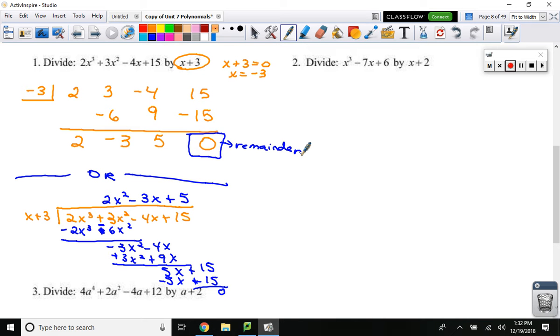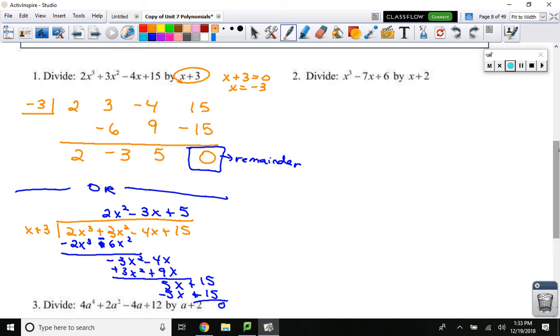How do you know how to put that? You just do one less than. For the answer, I know because I'm dividing by an x to the first, which is all we're going to do. It's always going to be one less than whatever you start with, just like the long division. How do you get the -6 and the 9 and the -15? Multiply. Below the line is multiply.